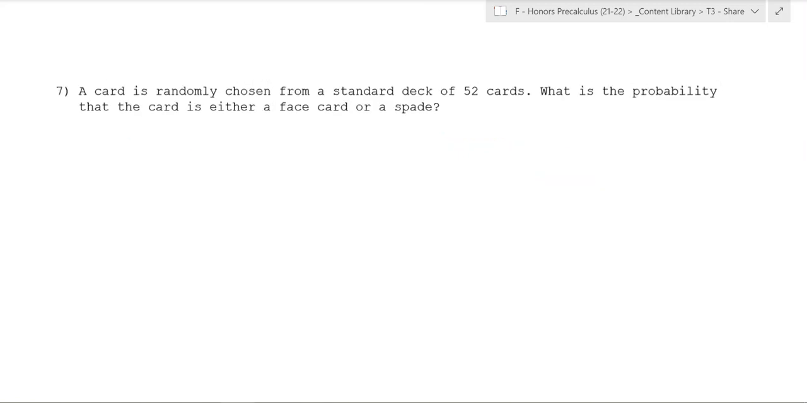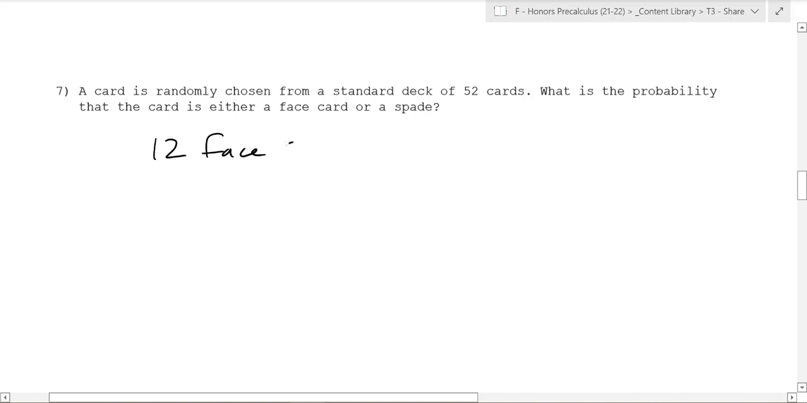So what about this one? It says a card is randomly chosen from a standard deck of 52 cards. What is the probability that the card is either a face card or a spade? This is where we need to know things about decks of cards. There's 12 face cards. That's kings, queens, or jacks, and then there's 4 suits, so there's 1 of each.